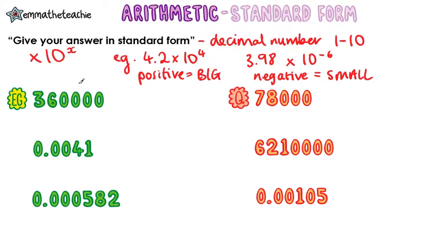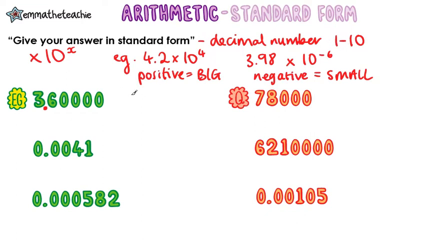So we need to turn this number into standard form. And the first thing we need to do is identify what our decimal number between 1 and 10 is. So you're going to place a decimal point somewhere that gives you a number between 1 and 10. So in this case, we're going to put it here between the 3 and the 6. So we get 3.6. After it wouldn't work because that would be 36. And before it would be 0.36, which is less than 1.